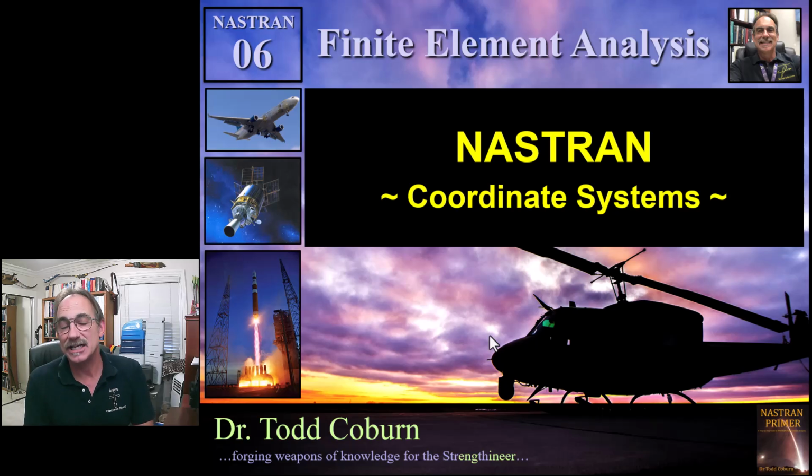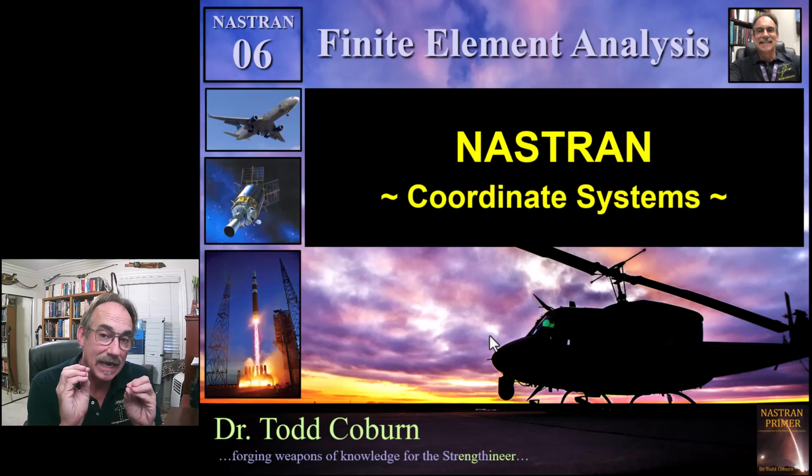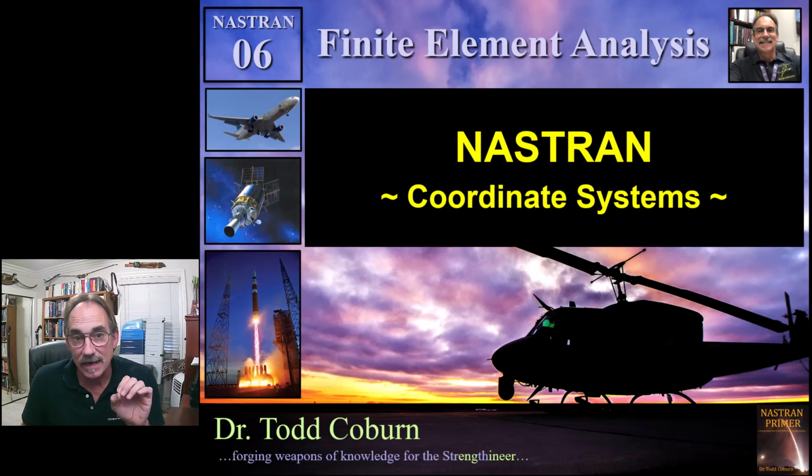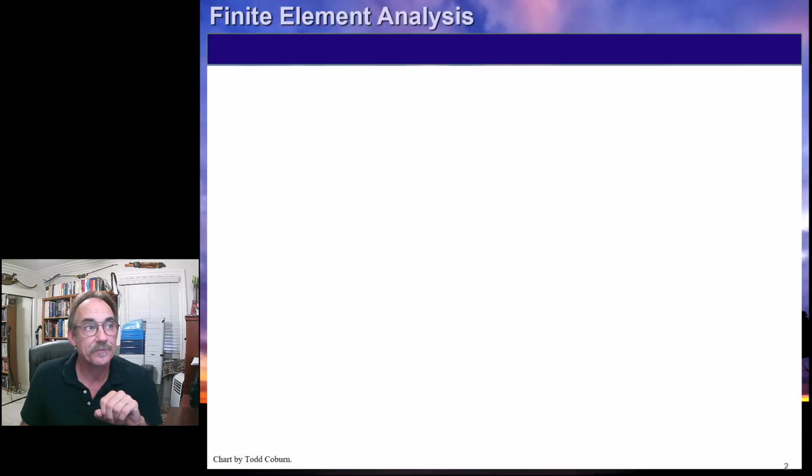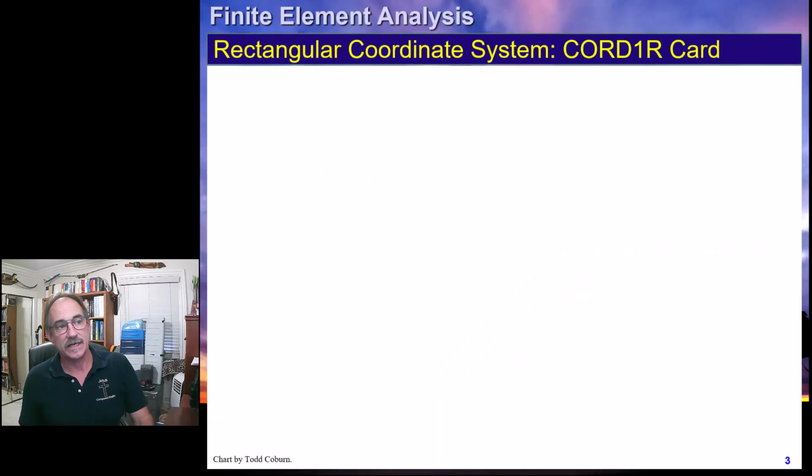This video is on NASTRAN and it's on coordinate systems, how to define a coordinate system. We're going to cover three basic coordinate system cards: a rectangular, a spherical, and a cylindrical coordinate system card, so stay tuned. If you want more specific, detailed help, you'll want to get the NASTRAN primer. You can see a link to that, which teaches the most fundamental NASTRAN skills that every finite element analyst should understand. So first we're going to look at those basic cards.